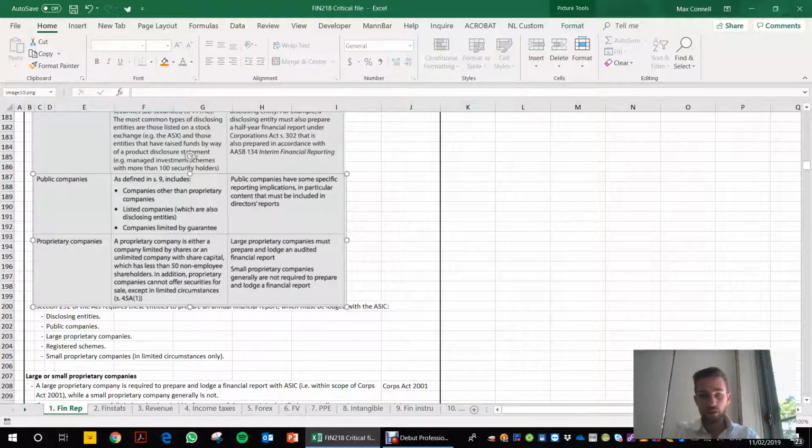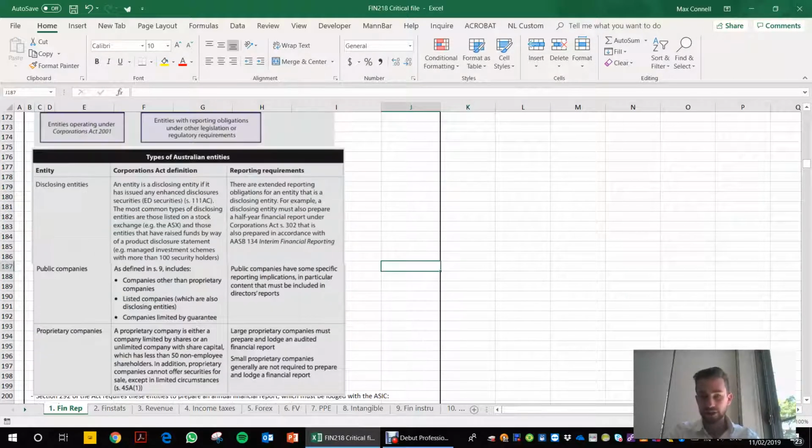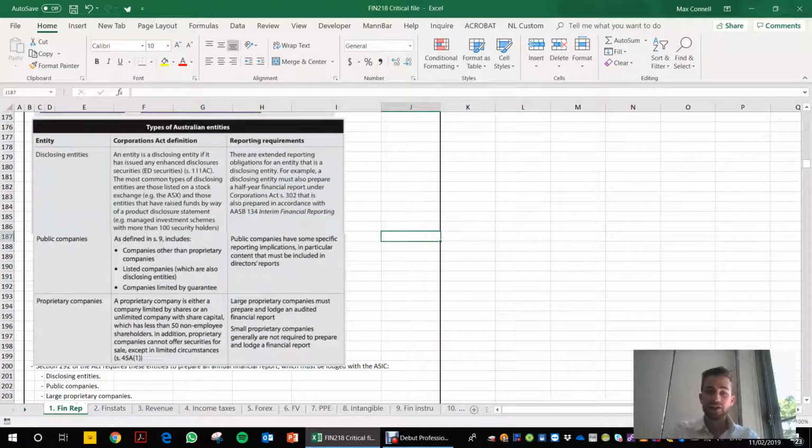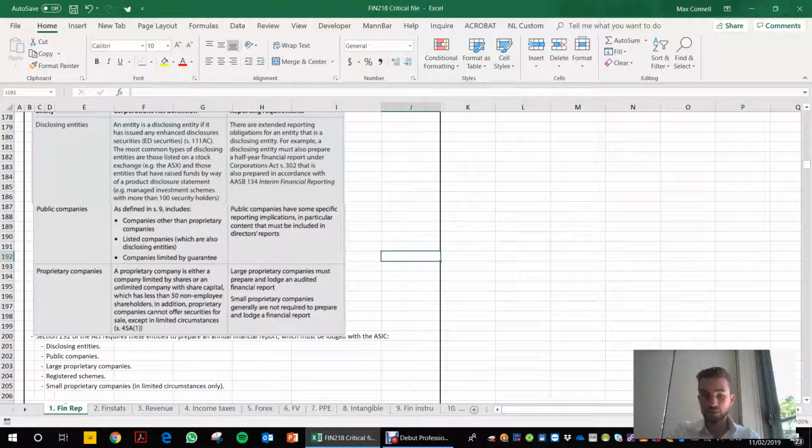Public companies is another one. A public company is defined under Section 9 of the Corporations Act as a company other than a proprietary company, i.e. a Pty limited company. It includes listed companies and it includes companies limited by guarantee, for example, a club is often limited by guarantee. It's a group of members together. Public companies have specific reporting requirements, in particular content that must be included in the director's report.